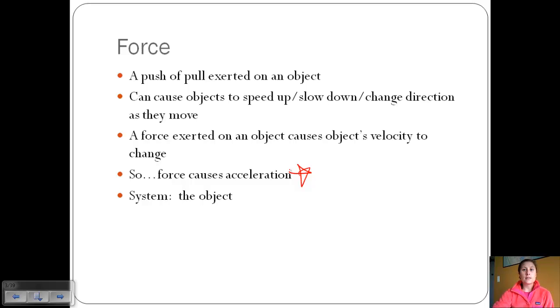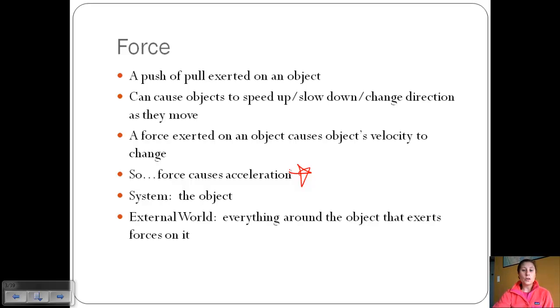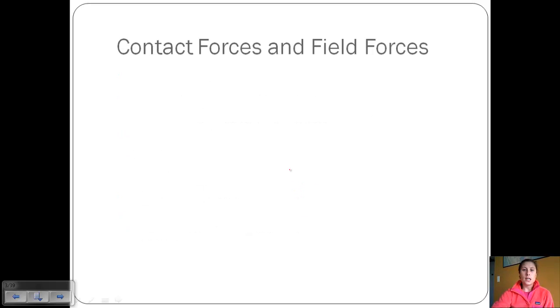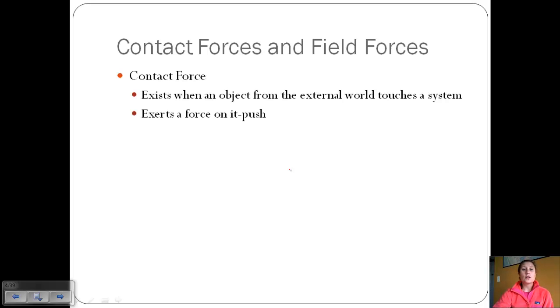When we look at forces, we need to know what the force is applied to and where the force is coming from. And so we say that the system is the object on which the force is being applied, and then the external world is basically everything around the object that's exerting forces on it. There are two main types of forces that we're going to discuss that come from the external world. First is a contact force. So this exists when an object from the external world actually touches the system. So if you push someone or you push a cart down the hallway, that's a contact force. You're having contact with the object or with the system.